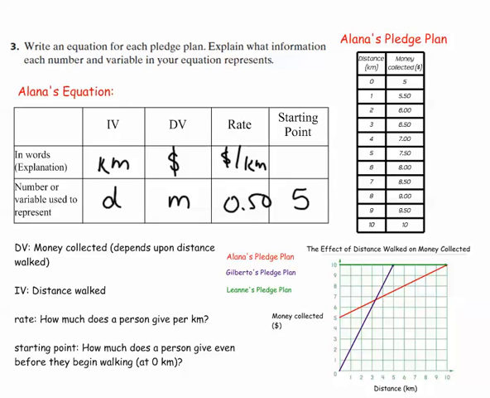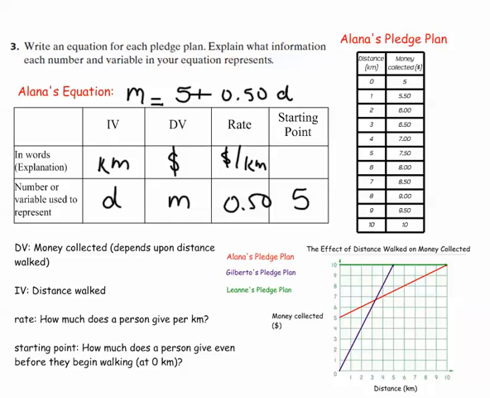All right, so we can put this together now. We can think about this. Elena's equation, her money was determined by how much money each donor gave up front, or $5, and then add to that 50 cents for every kilometer walked. So we have an equation of M, money, equals $5 plus 50 cents times D.